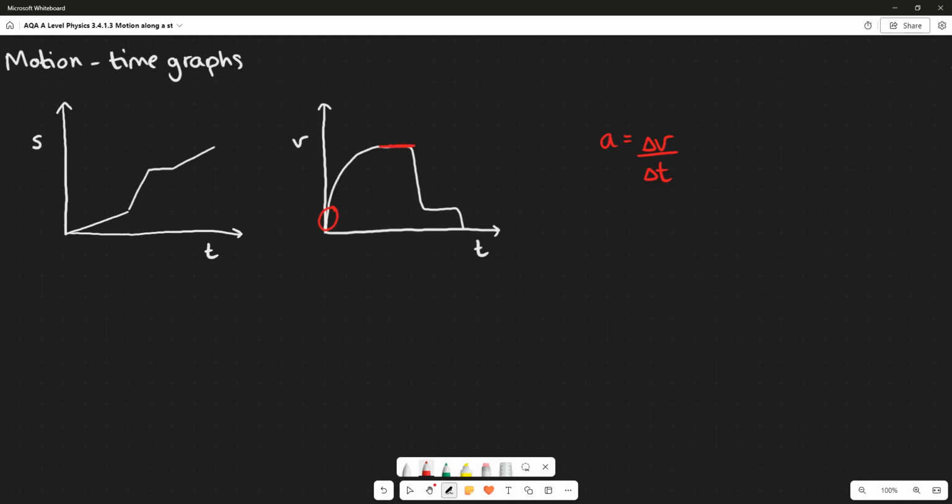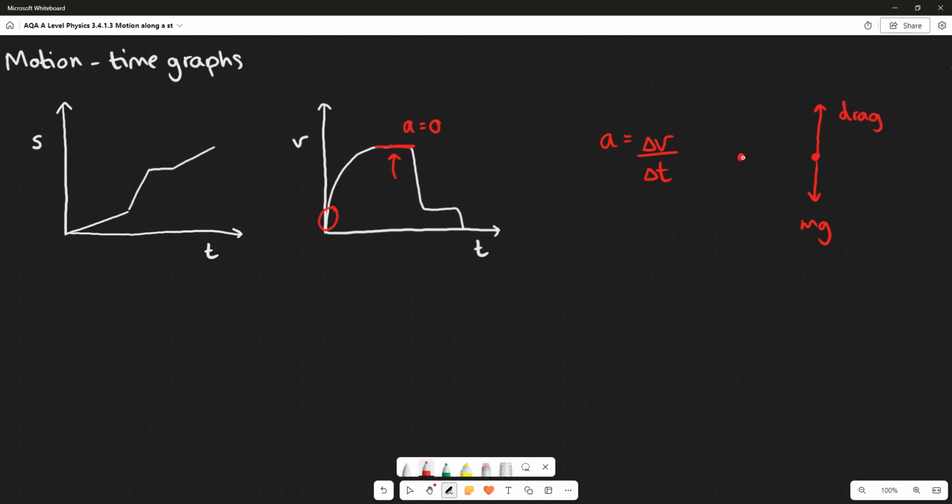Notice we have a flat part of the graph where acceleration is zero. That's because they've reached the terminal velocity at this point. They cannot go any faster. If you analyze the forces on their body, we have the weight of the parachutist and we have the friction force of drag.